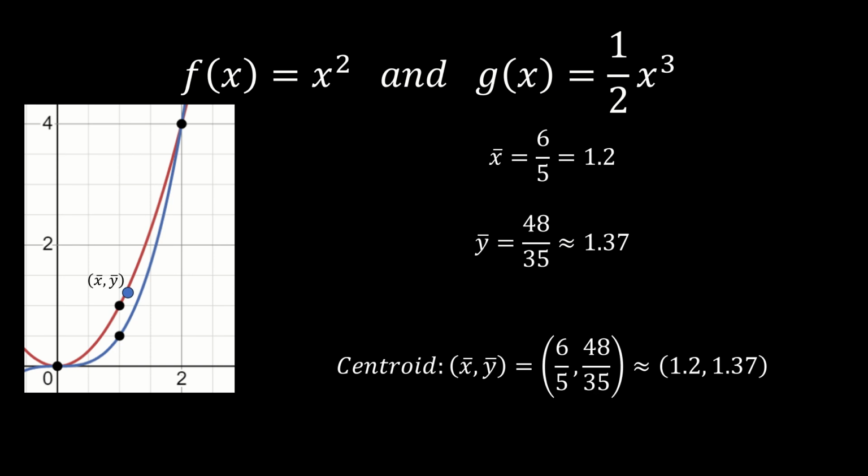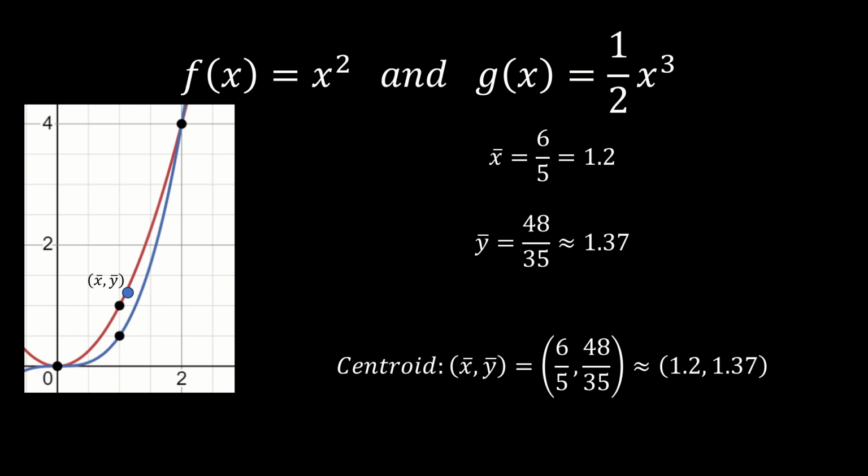And if you look at the graph on the left, essentially what we have is we can plug in our centroid coordinate at about 1.2 on the x-axis and 1.37 on the y-axis. So just a little bit below what our top function would equal at 6/5. The exact value, I believe, is 1.44. So we're still inside that closed area.